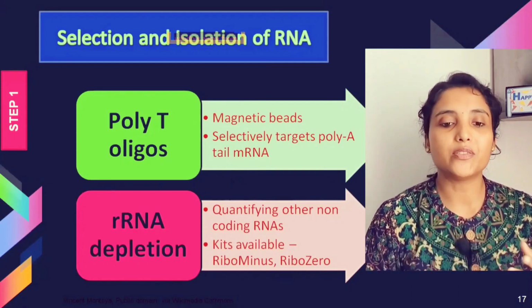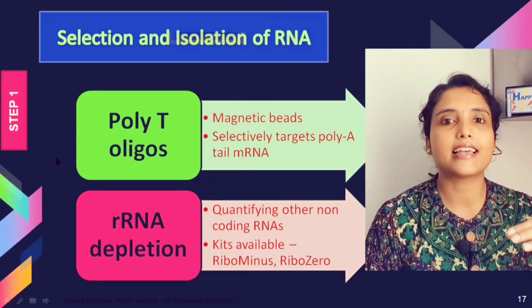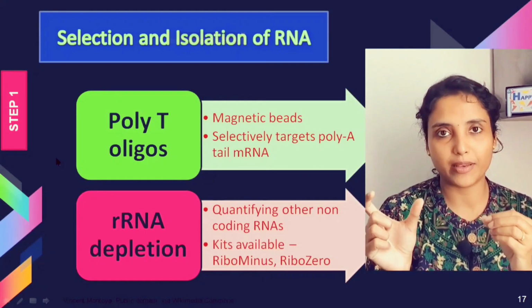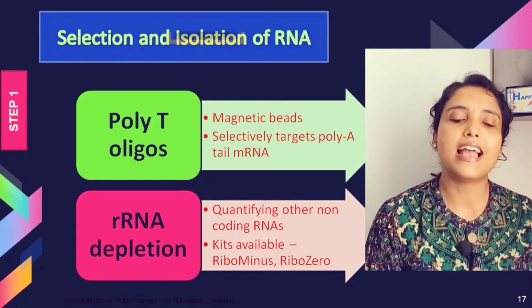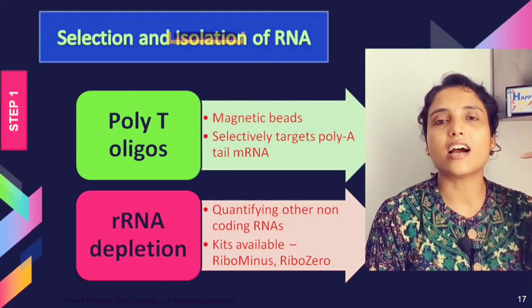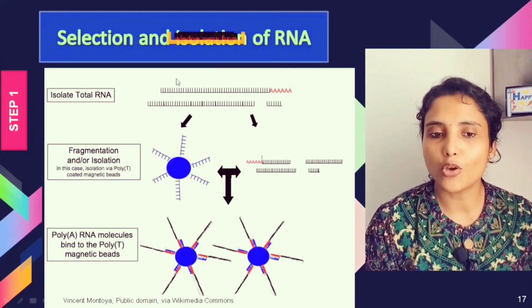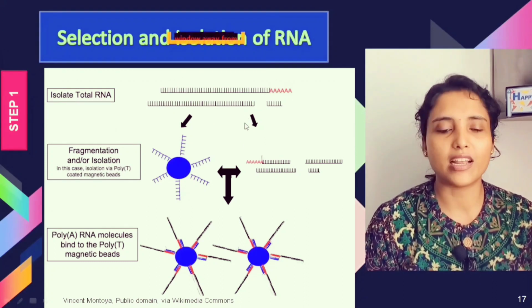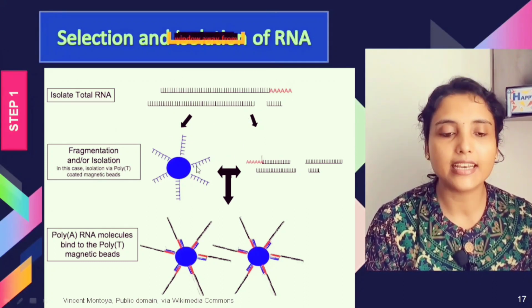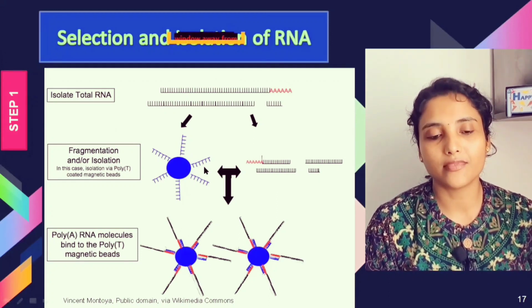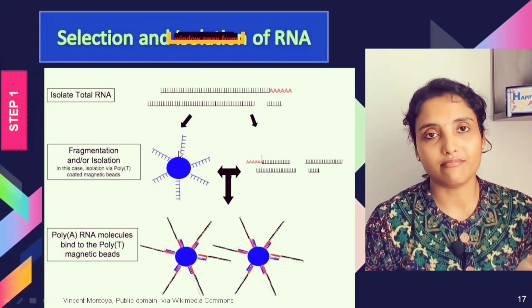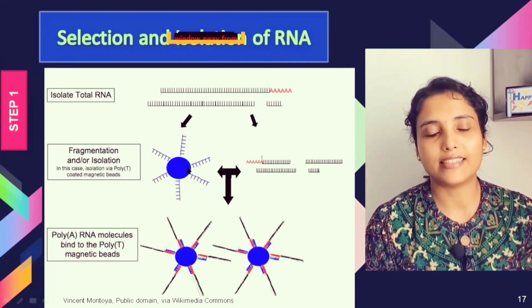So what we do is we actually use magnetic beads that have poly-dT attached to them. Okay, that's thymine attached to them. And we'll selectively target poly-A tail mRNA. So for example, in this diagram, you can see this is your mRNA, and suppose this is your normal other RNA. This is your bead that is coated or attached with oligo-dTs. Okay, you can see over here now.